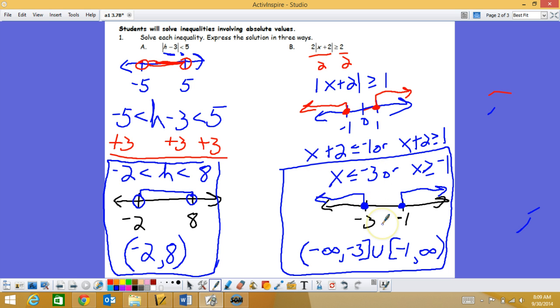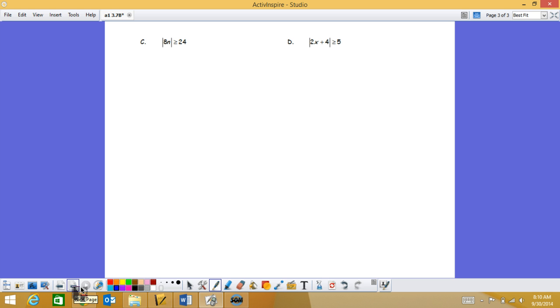Inequality, graph, and interval. Now in these next two, the first one, absolute value is already by itself. So we are looking for those numbers whose distance from 0 is greater than or equal to 24. Well, we've got negative 24 here and 24 here. And those numbers that are farther away from 0 than 24 is are to the right of positive 24 and to the left of negative 24.